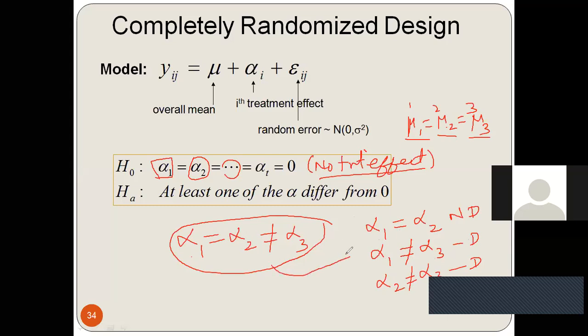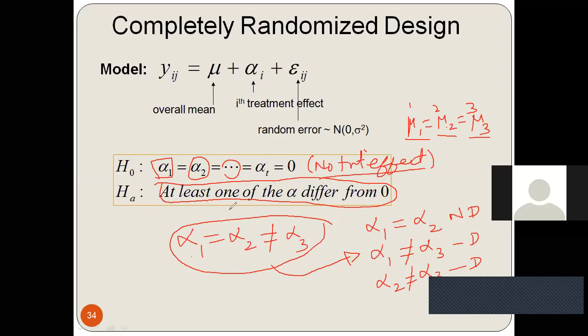So we can write this as this, can we? Therefore we don't know exactly how many not-equals are coming in between. So we write it as at least one of the alpha different from 0. This is not the mean, right? This is treatment effect. We call it treatment effect, not the treatment mean. These treatment effects are equal to 0. That is our null hypothesis. The alternative hypothesis: at least one of the alpha is not equal to 0.